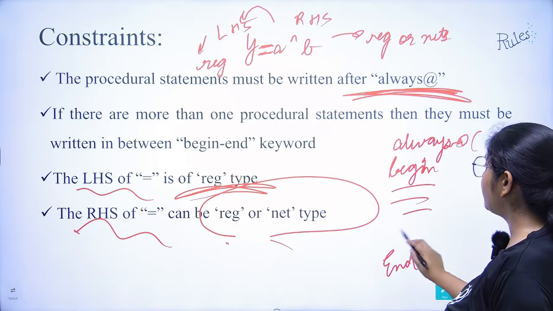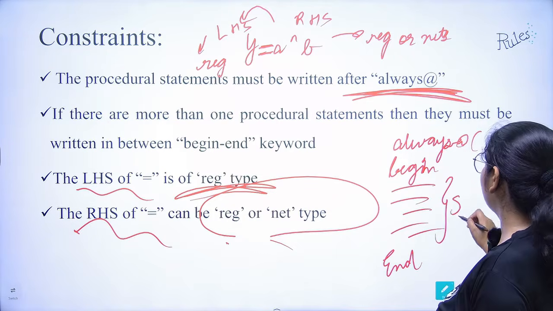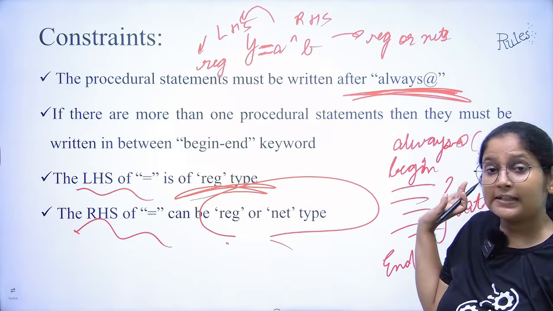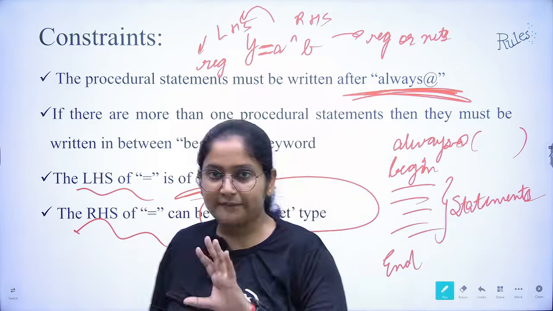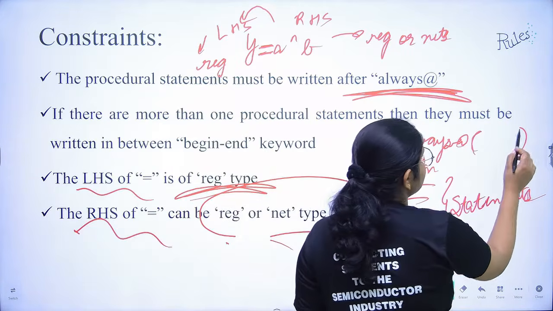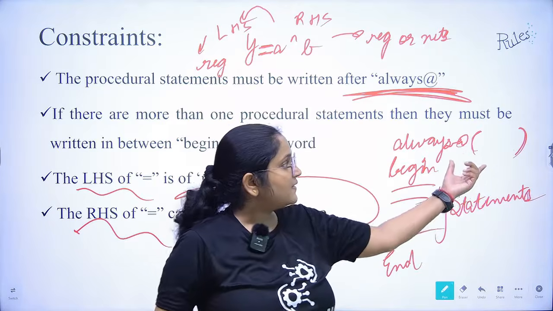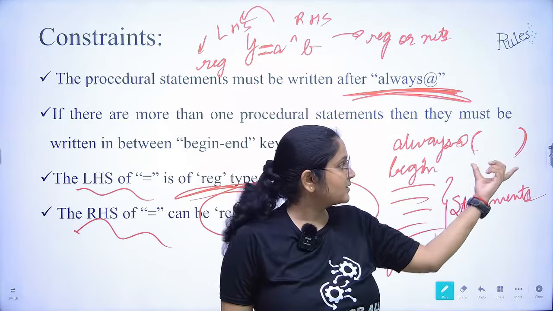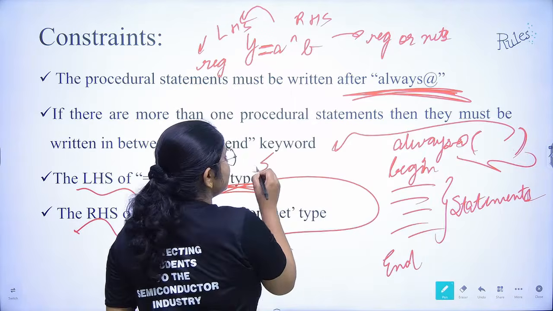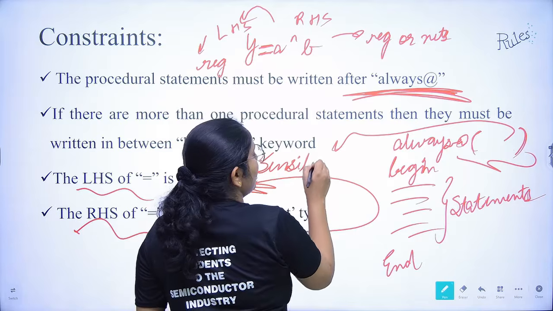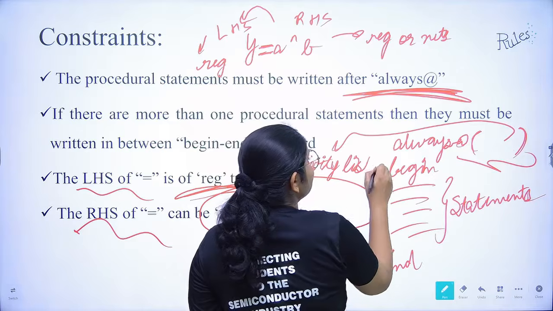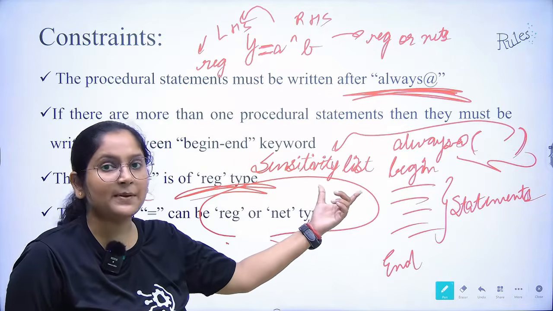So whatever statements you want to write, you will write them all here. I hope you are clear with the facts. I have used this parenthesis here, and whatever you write inside this parenthesis is known as the sensitivity list. Whatever you write inside this parenthesis is called the sensitivity list.